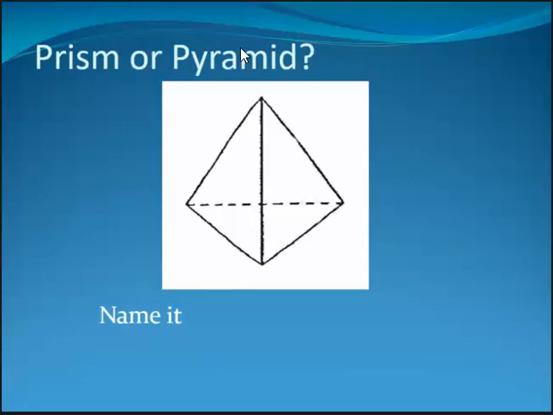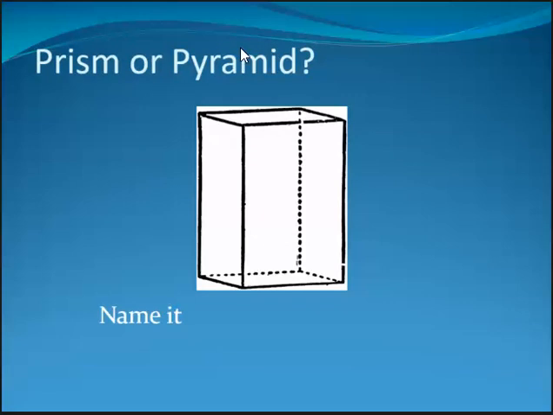Pyramid or prism? Should say pyramid, and hopefully you named it a triangular pyramid, the shape of the base. Pyramid or prism? And then name it. What did you get? Rectangular prism.